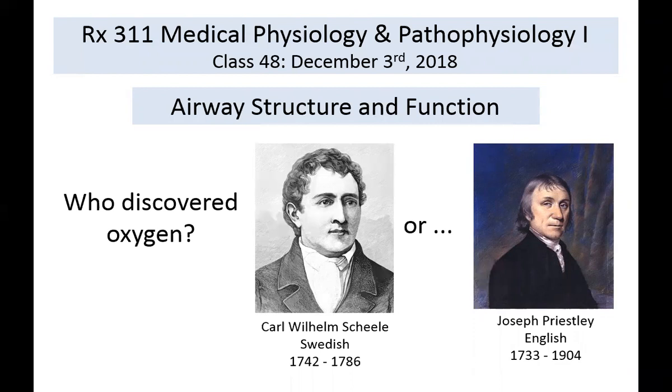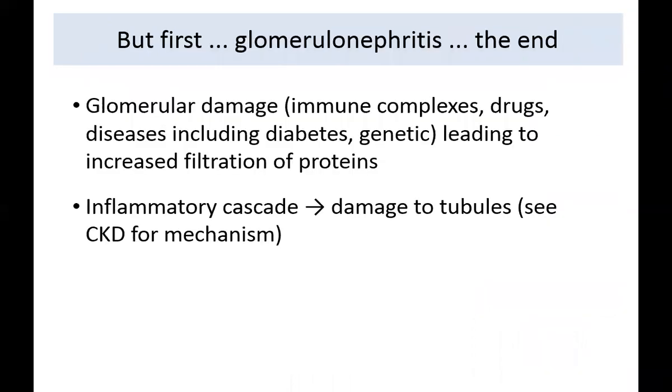So we are going to talk about airway structure and function today, but I did decide that we were going to finish the glomerular disease off because some of the slides that we didn't get through are some of the more important ones. So who discovered oxygen? This guy, Carl Wilhelm Scheele, a Swedish chemist, or Joseph Priestley, English chemist. The French also tried to get in there as well with Lavoisier, who was a French chemist, but he sort of came a bit later. But we'll get to the real truth a bit later.